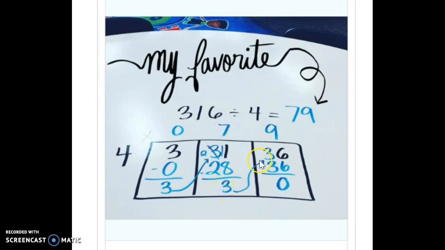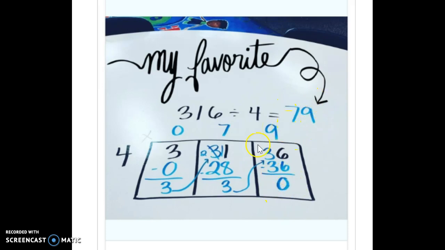That digit comes over and joins the last digit here to make 36. How many groups of 4 can I get out of 36? And in this case, it's 9, so I multiply 4 times 9 to get 36 and end up with 0. And then you just look to see what number formed from the top from all that work, and that is your end answer, your quotient. So 316 divided by 4 is 79.